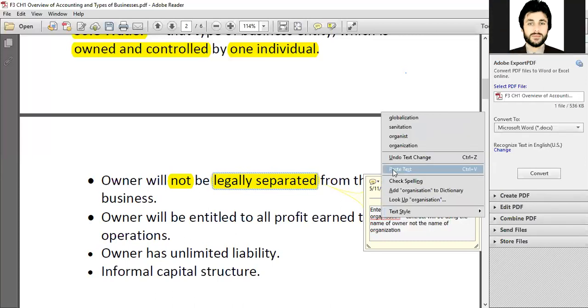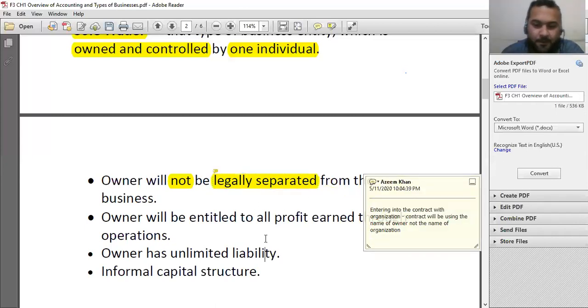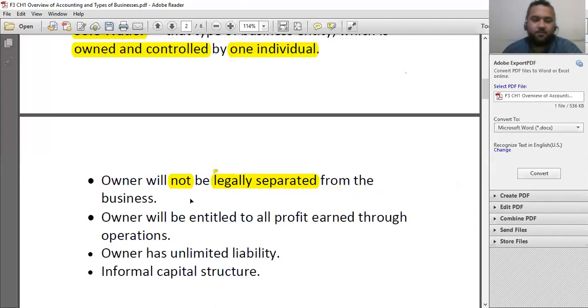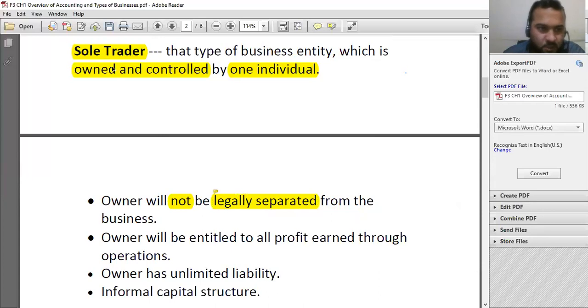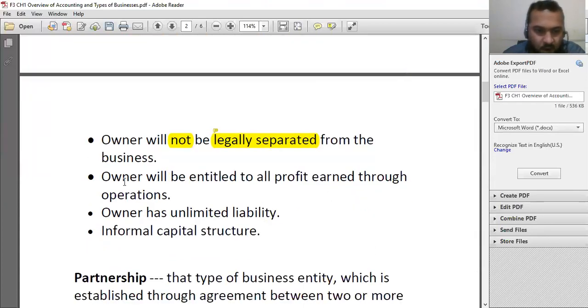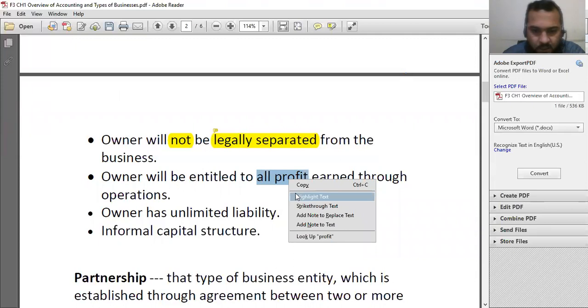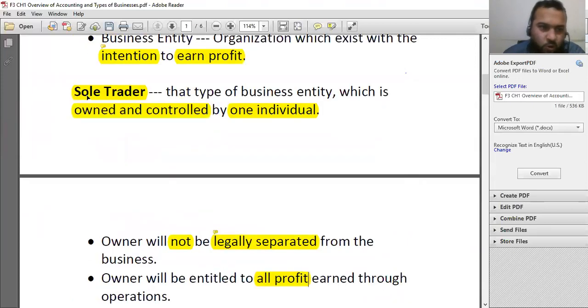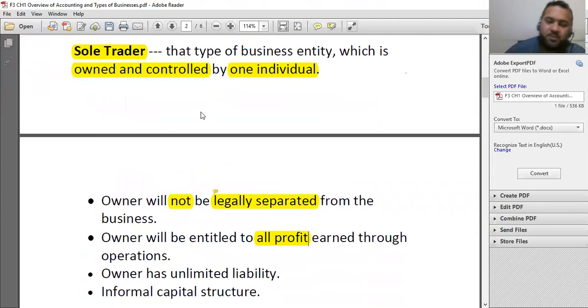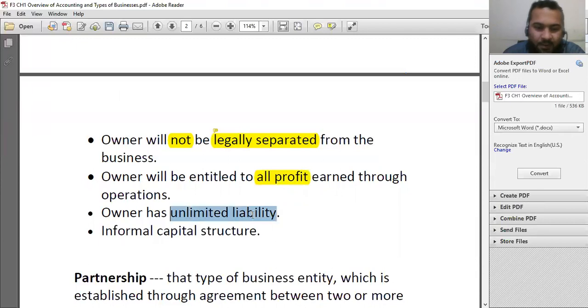Okay, so next thing. The next feature of the sole trader is that the owner is entitled to all profit. Why all profit? Because in a sole trader only one person is the owner, so the owner will not share the profit with someone. Total profit will belong to the owner. Third point, unlimited liability. What does it mean by unlimited liability?